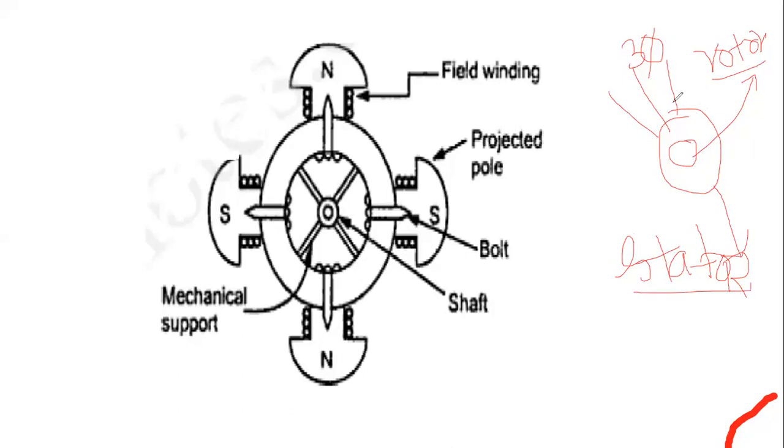The three-phase supply is given to the stator winding. When we give the supply to that stator winding, an alternating flux is produced. That means the rotating magnetic field is produced. Due to that rotating magnetic field, an EMF is induced in the rotor conductor. That is the basic working of the alternator. Understand?